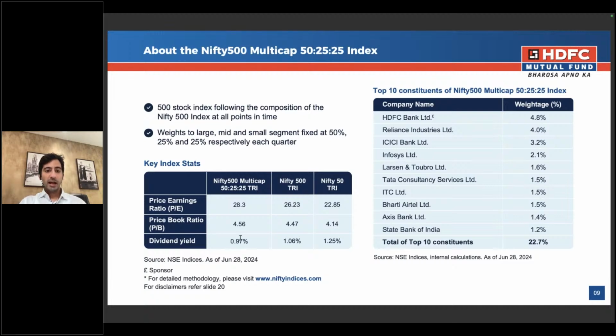Valuations भी आप देख सकते हैं at the moment, because mid and small का weight ज्यादा है, the PE and PB is higher than large caps. वो भी हमको साफ दिखाई दे रहा है in the table on the left.